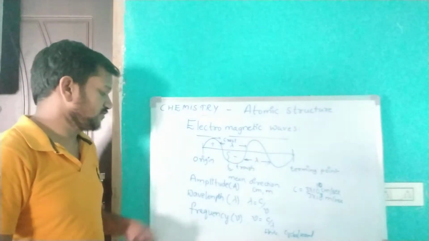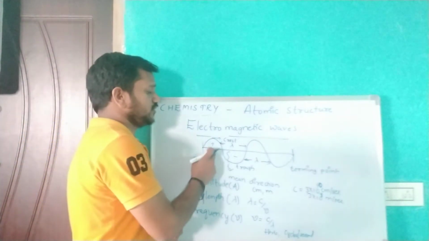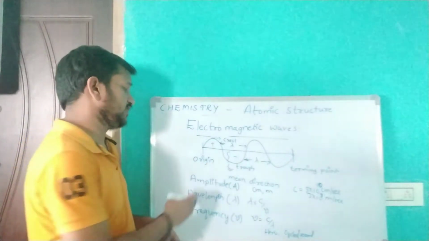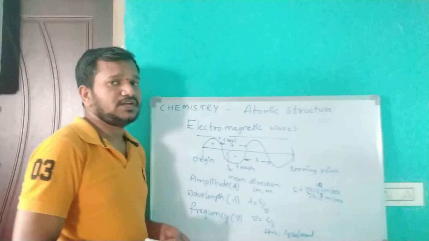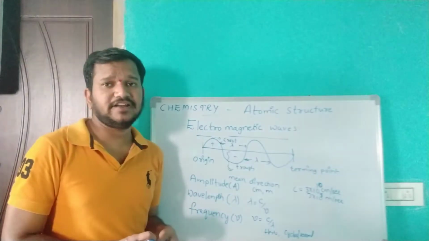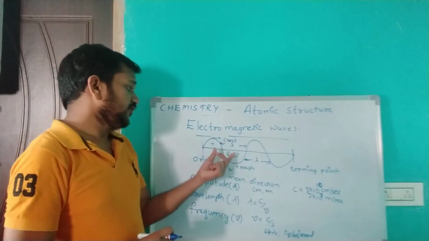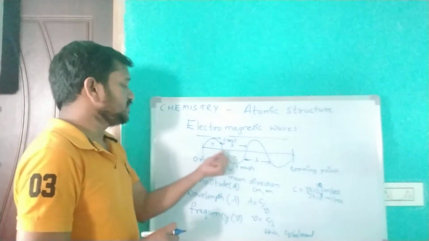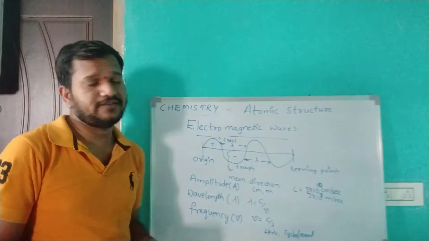What is amplitude? What is wavelength? What is frequency? Amplitude is the distance from the mean position to the height of the crest, or from the mean position to the depth of the trough. Wavelength is the distance between two successive crests or two successive troughs. Lambda is equal to c by nu. And the number of waves passed at a point per unit time is known as frequency.